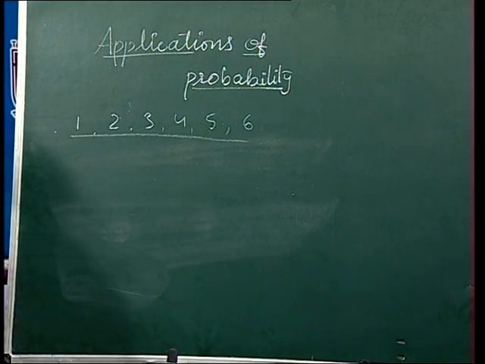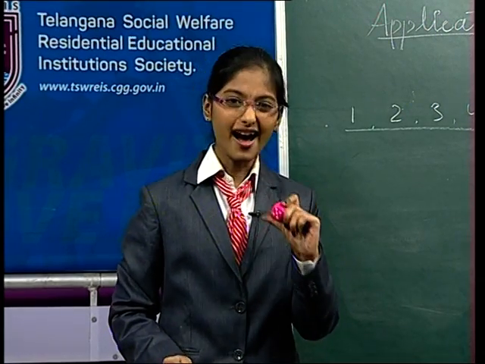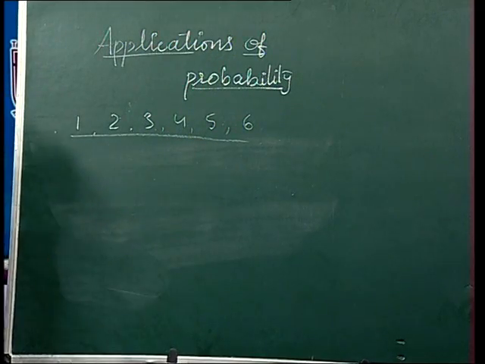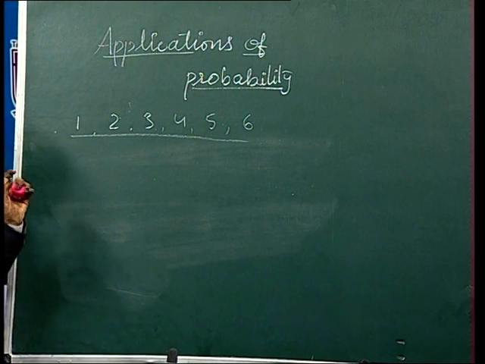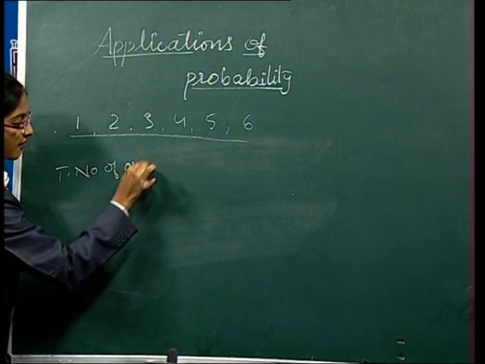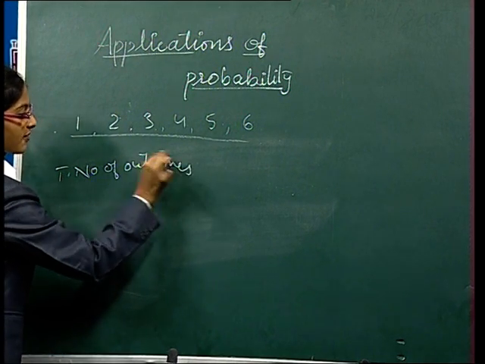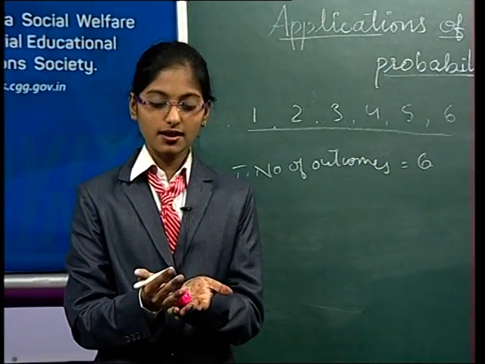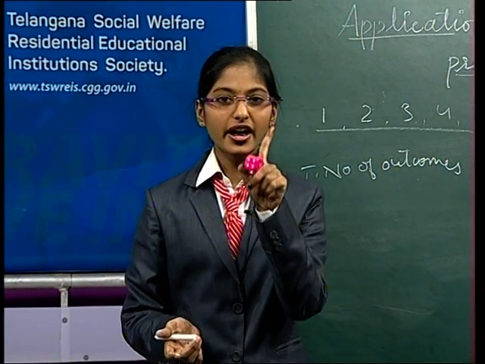Then what is the total number of outcomes here? Yeah, 1, 2, 3, 4, 5 and 6. There are 6 outcomes. So, the total number of outcomes is 6. When I roll here, what is the probability for getting 1?